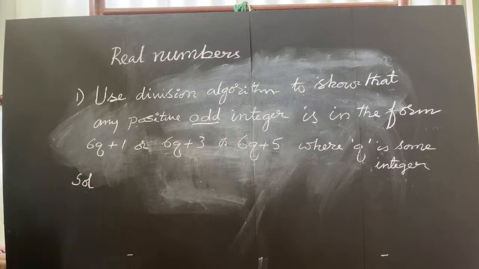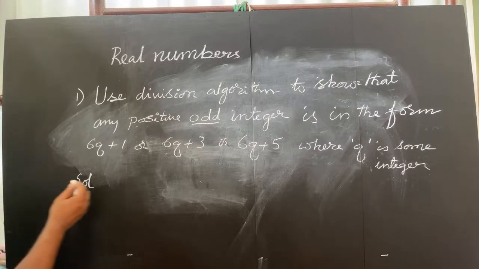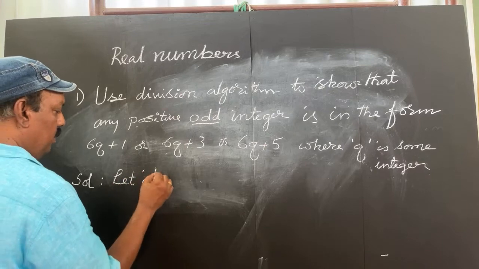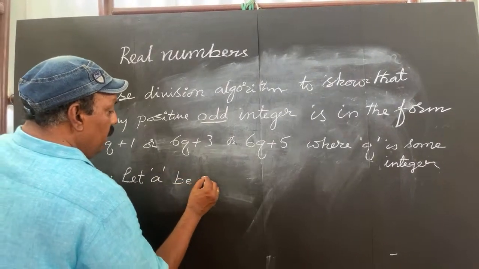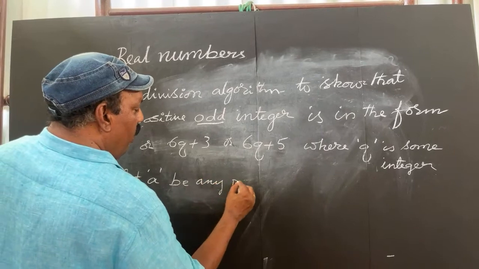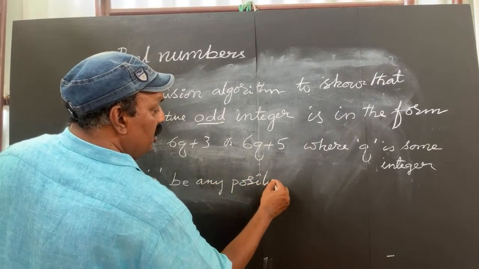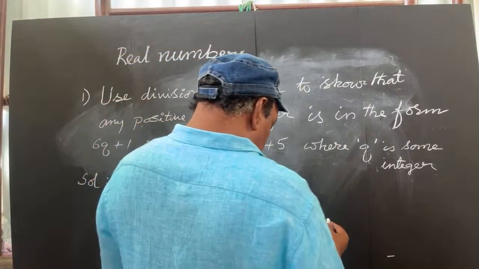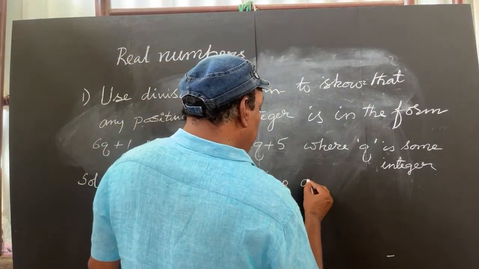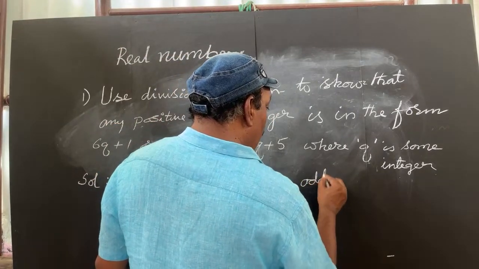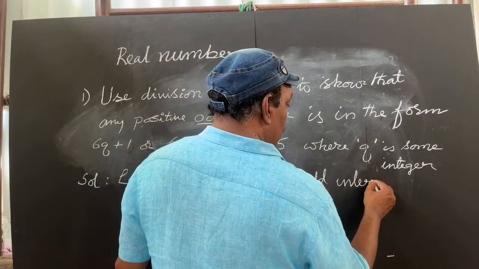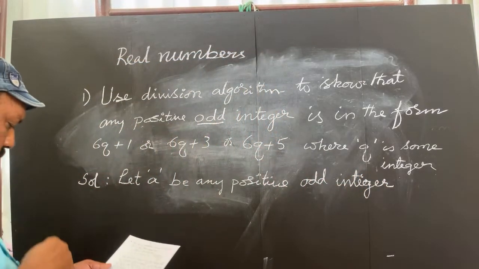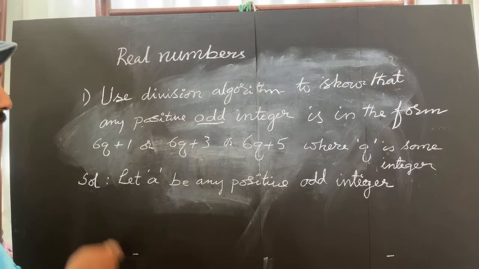What is the first step? First step is: let a be any positive odd integer. Very simple. Within the question only you will get a step. Try to catch the one: any positive odd integer. And this is step number 1.